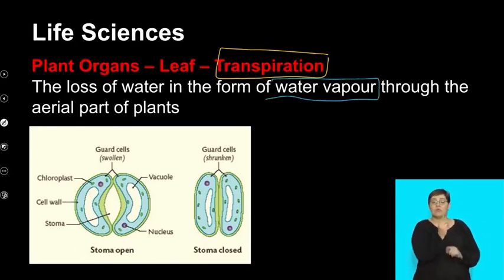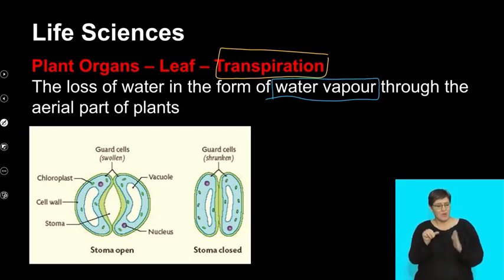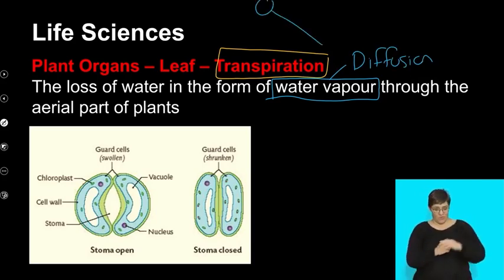So guys, most of the water that a plant absorbs, it actually loses through water vapor. What do I mean by water vapor? It's a gas, you can't see it. Okay, that's a very important concept that you need to understand. And again, that's going to move by a process of diffusion. And what is diffusion? The movement from a high concentration to a low concentration.